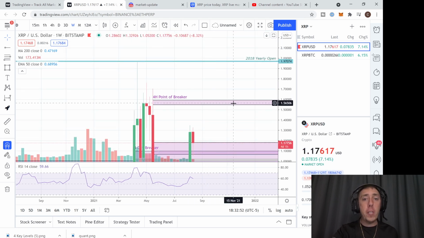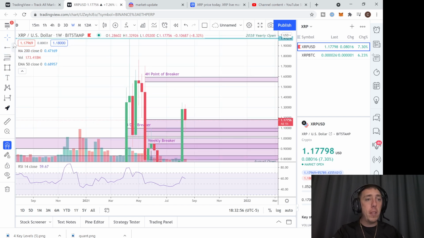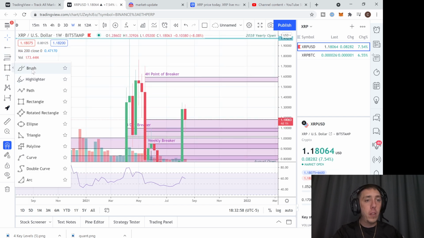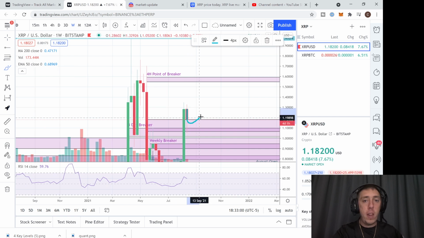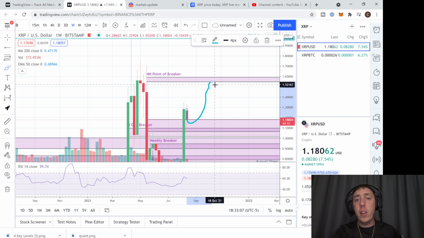If you come up here to this 4-hour breaker level, what should you do? Let's say it does something like this. Here, what should you do? You should sell. Why? Because this should act as a resistance level, right? So it should do something like that.